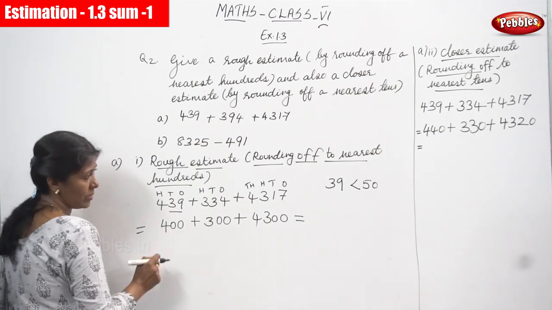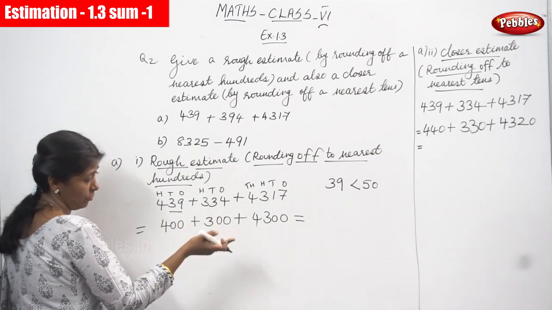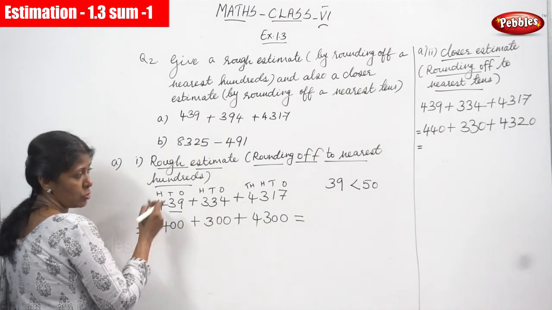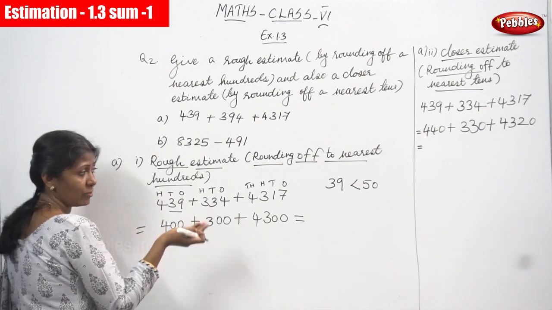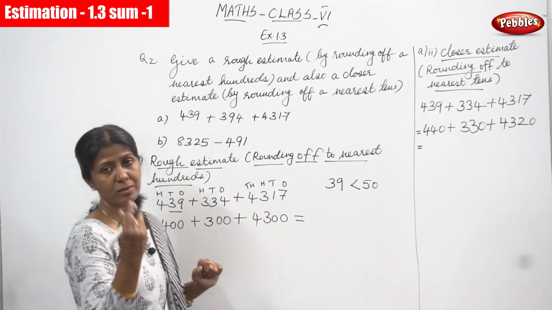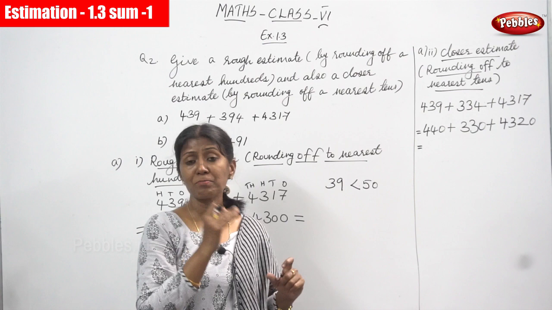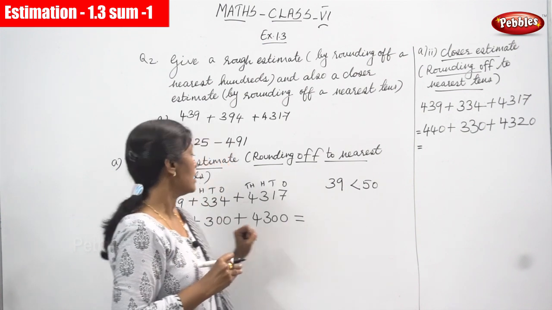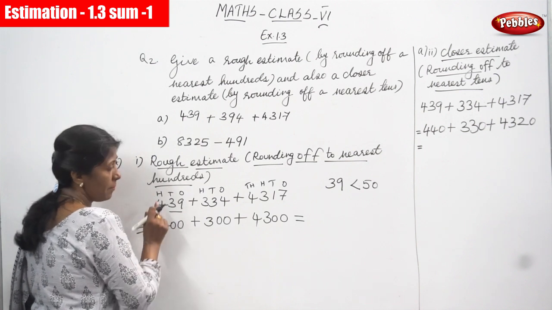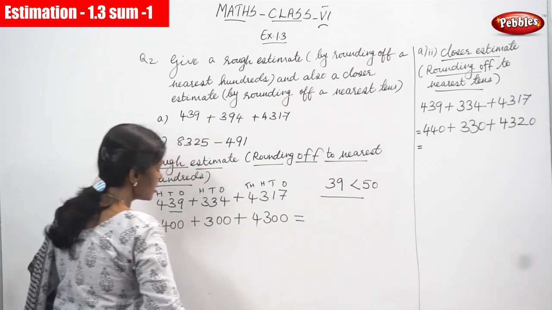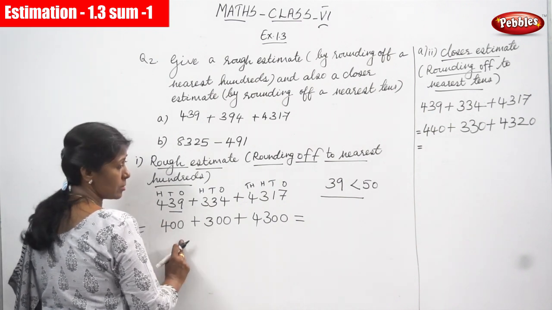I'll repeat once again, 39, you have to consider the tens and ones place value. 39 is less than 50. So you should not change the 100 place value, because if it is 50 or above 50, you have to add 1 to the 100 place value, but it does not come under the rule. So you write as it is 4, then the last two digits become 0, so the answer is 400.